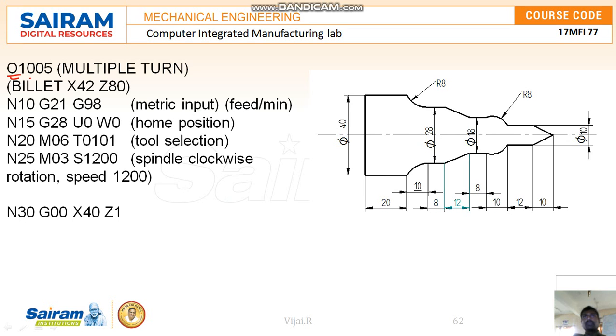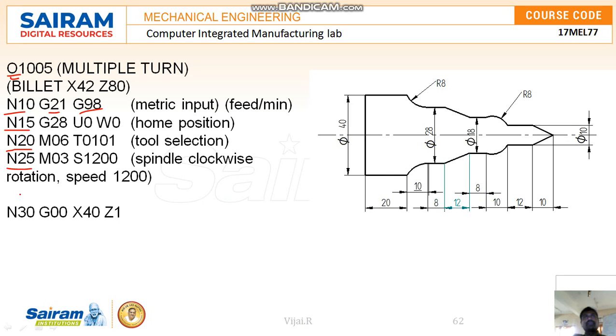So block number is the starting number. Each and every block will have some numbers, that is N10, N5, or whatever it is, we can write it. So I am starting with N10, and this is metric data input, and it is feet per minute. And the next block is N15, N20, N25, like this the blocks we are writing in some sequence. So N10, N20, N30, N40, like that we can go.